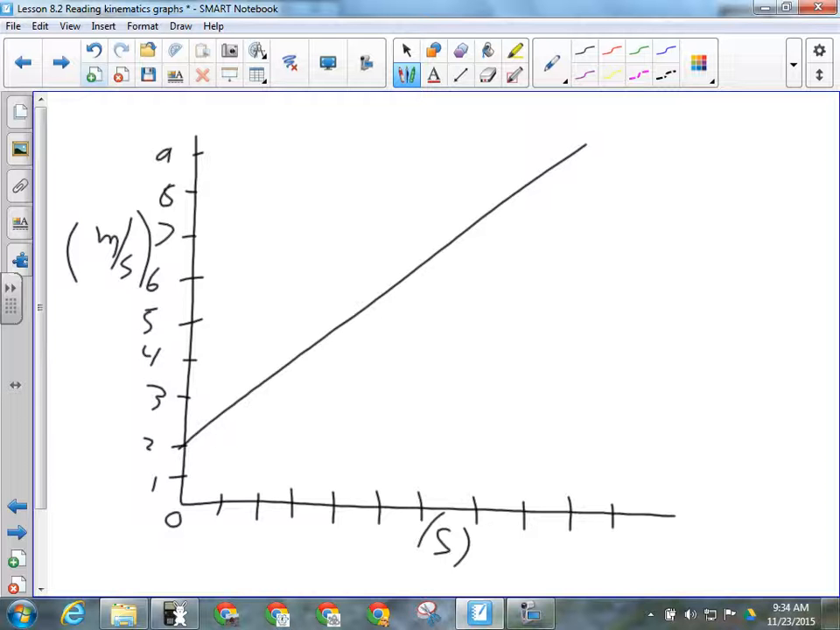Okay, so I got a velocity versus time graph here. And I've got this object that is doing what? They're changing their velocity. They're accelerating which way? Positively, right? They're going faster in a positive direction. If I find the slope of this line, we said that that represents acceleration because it's the rate at which I change speed over time. What do you suppose the units for acceleration are?